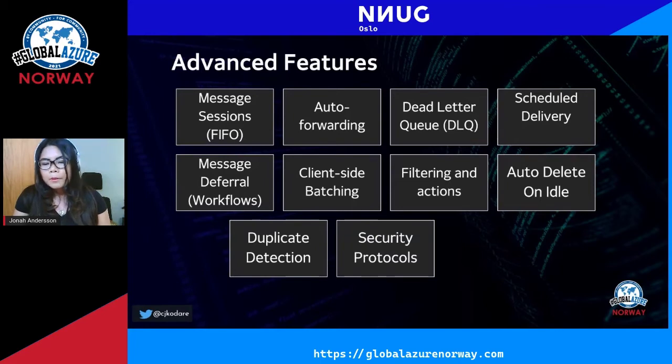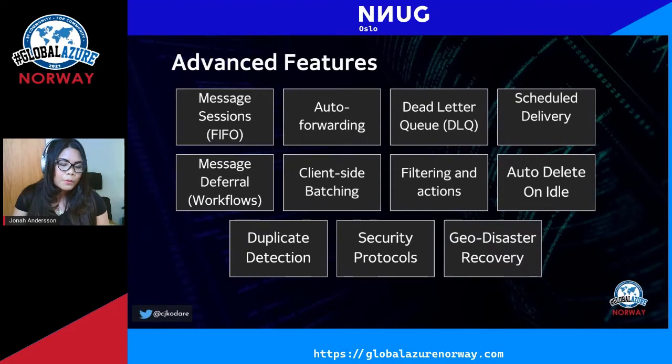And security protocols. A few of the security protocols supported by Azure Service Bus are shared access signatures, role-based access control (RBAC), and managed identities for Azure resources. And of course, geo disaster recovery, which we have as in other Azure services, in case something happens in our data centers or there is downtime.